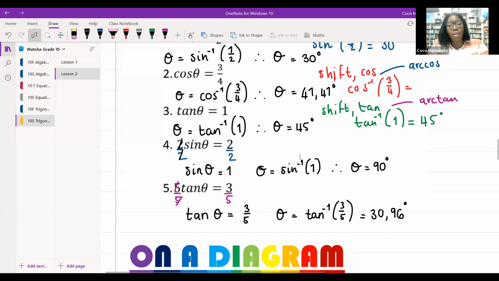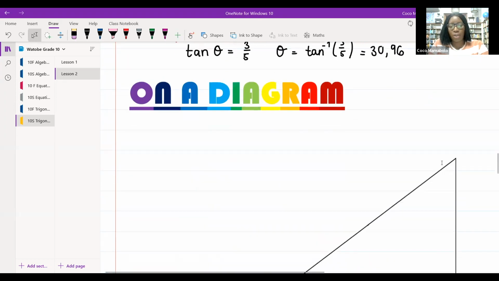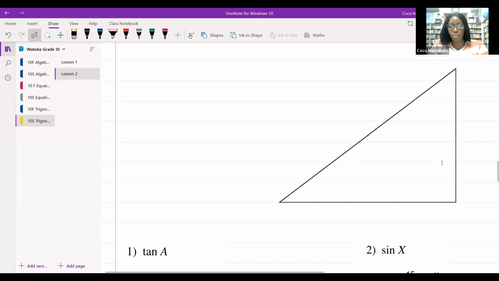All right, now let's look at what this looks like on a diagram. If I have theta over here, this is my theta, this is my right-angled triangle. And I tell you guys that I'm only going to give you a limited amount of information. I'm going to tell you that this side over here is 3, and this side over here is 5. Right? Now, what is theta?